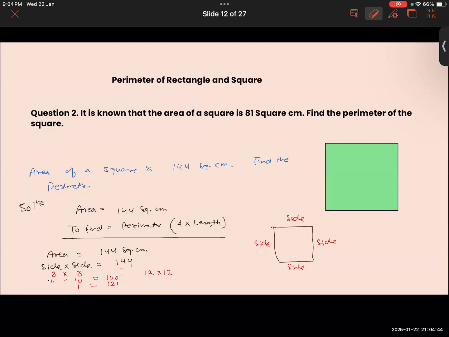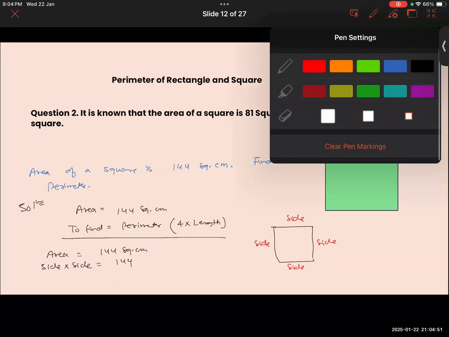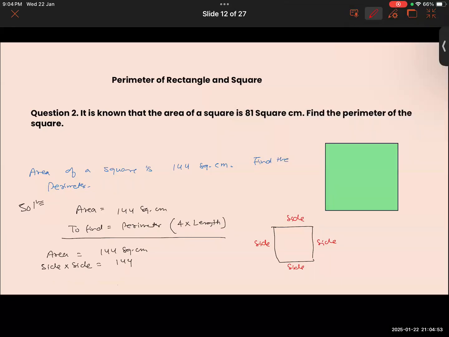Okay, and you are getting 12. Now, why are we taking the similar numbers? Why are the same numbers being multiplied here? Because the sides are equal. For a square, all the sides are equal. That is why we are multiplying with the same number. So 12 multiplied by 12 is equal to 144. So side is equal to 12 centimeter.